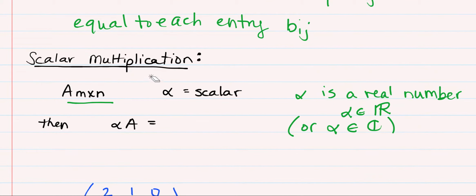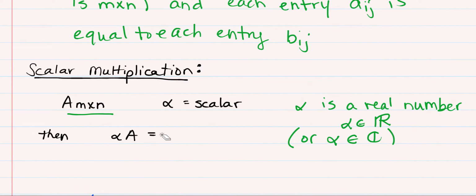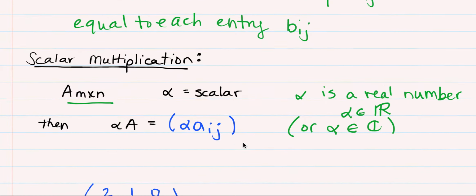So, how do we multiply a matrix by a scalar? If we have a number outside of a matrix, all we do is we send that number into every entry. So this is going to be equal to alpha times Aij. So you have this big matrix with a number outside of it, so you send that number to every single entry inside the matrix. Let's look at an example.